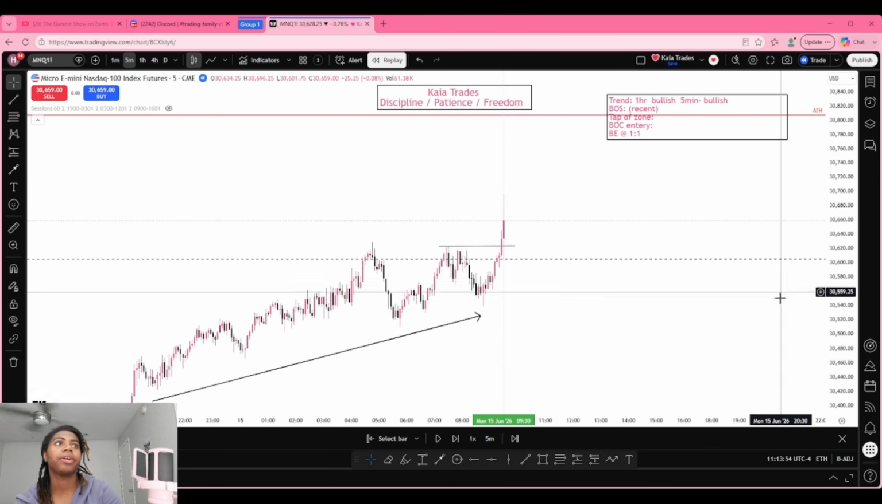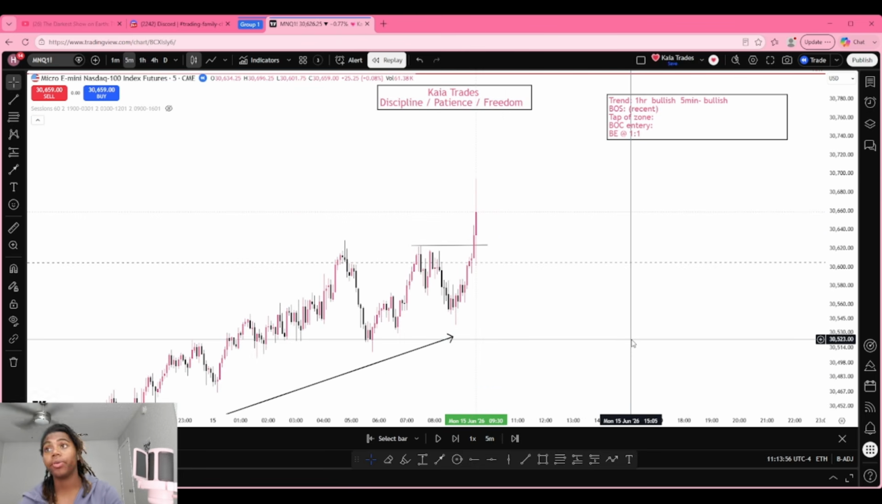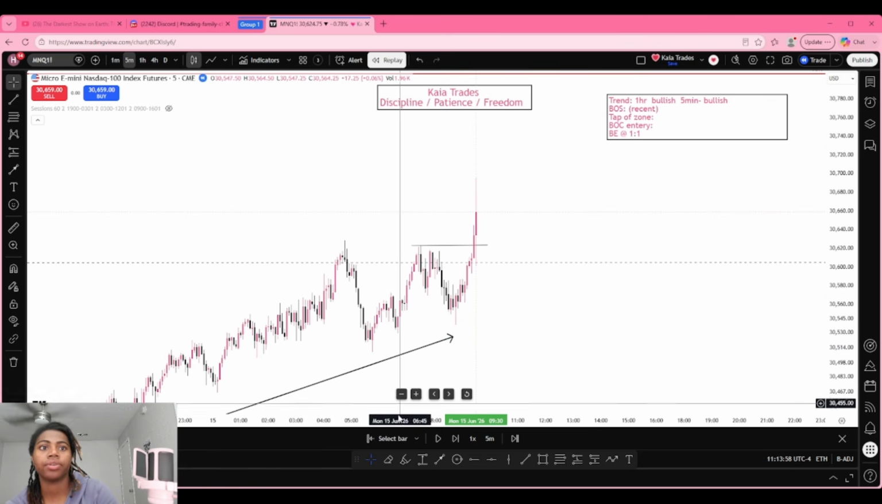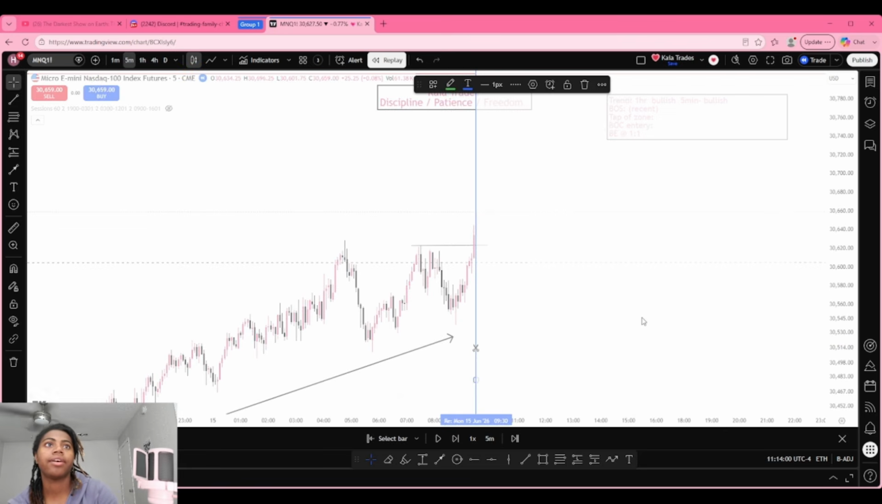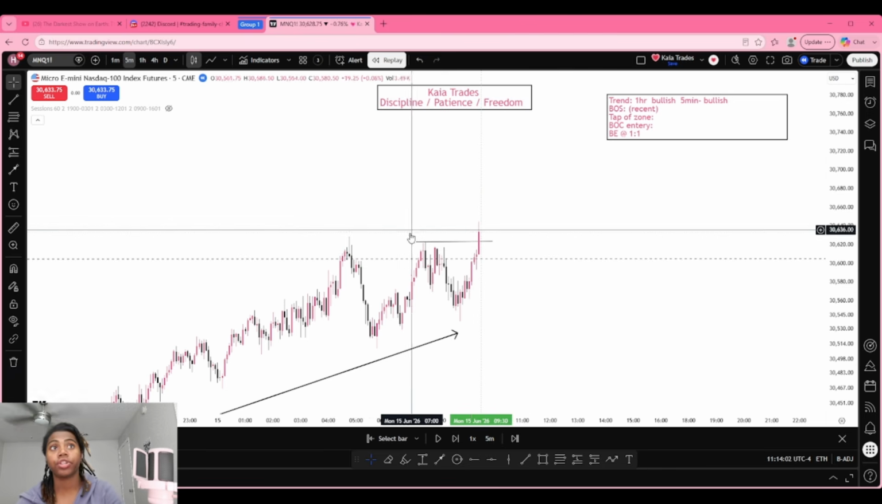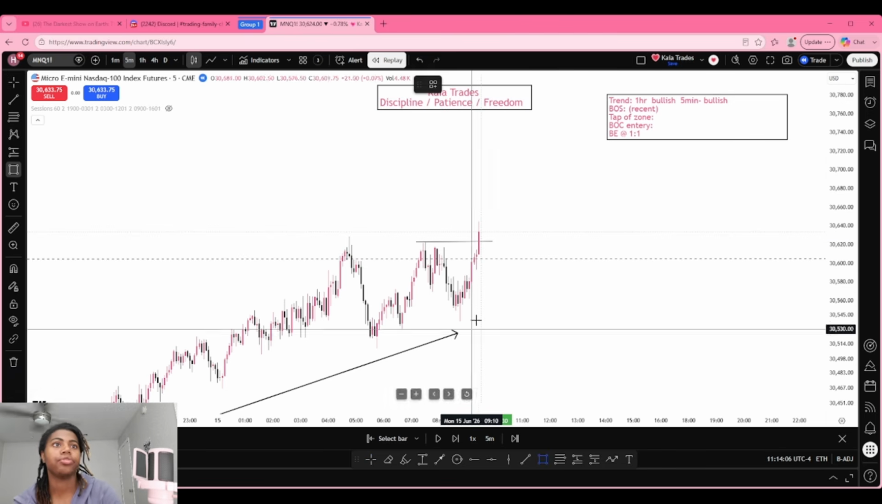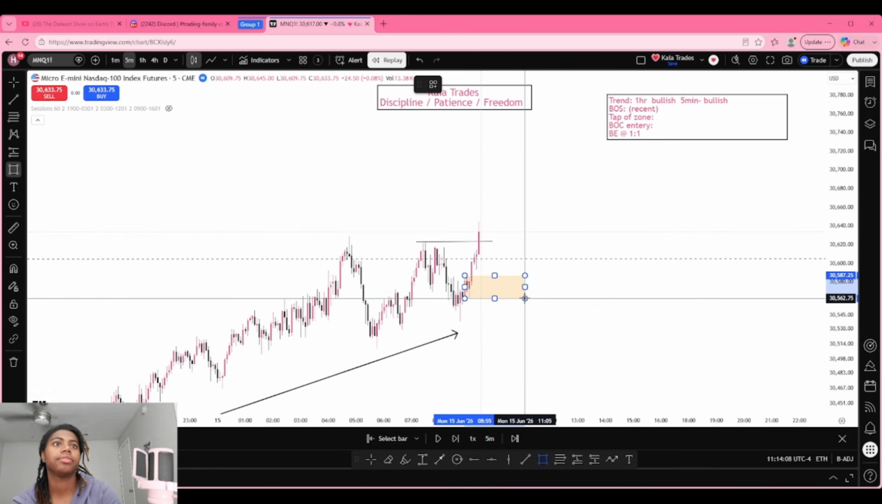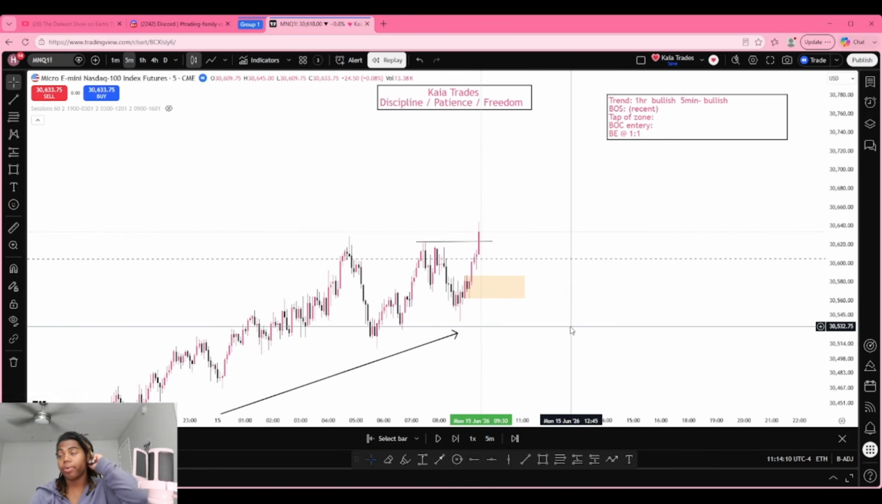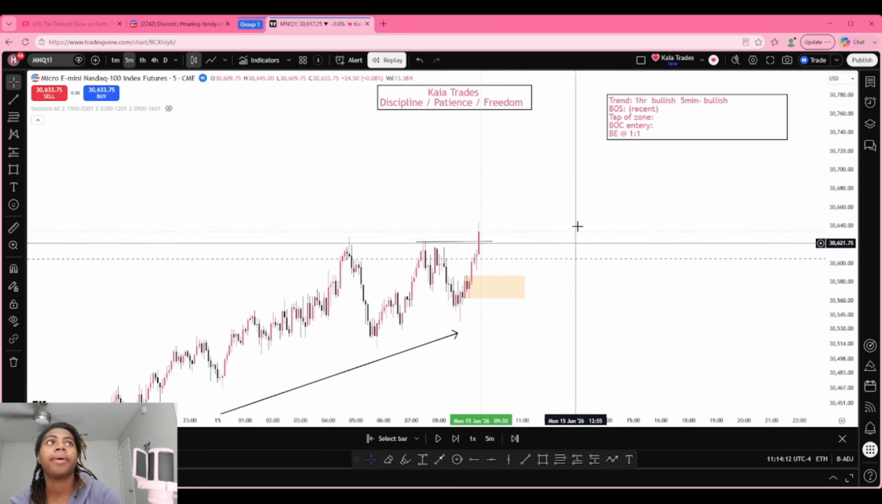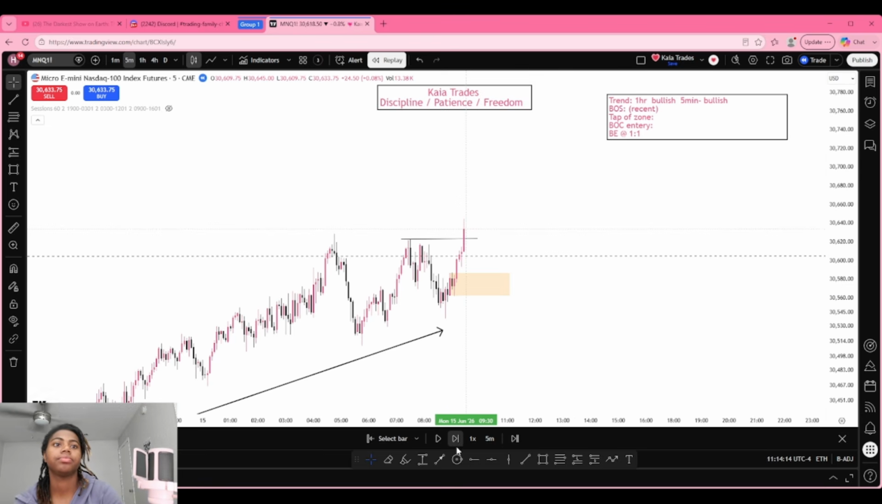So once we get our break of structure, we're looking for a tap of our zone, but we also have to create that zone. Once we had the break of structure to the high, we are now going to draw out our demand zone. Here's our demand zone. Now we're just going to wait for price to come back down and tap our zone. Let's see if we can get that to happen.